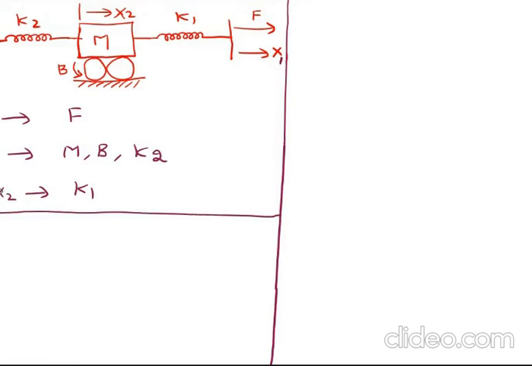Okay, now next part is you need to draw the free body diagram. To draw the free body diagram here, first step is you have to assume, based upon the given problem, the number of nodes. Now here if you observe, the element which is connected to x1 is only the force F.